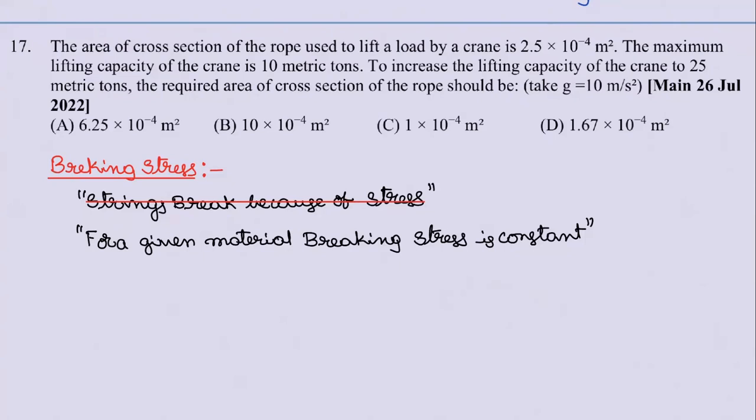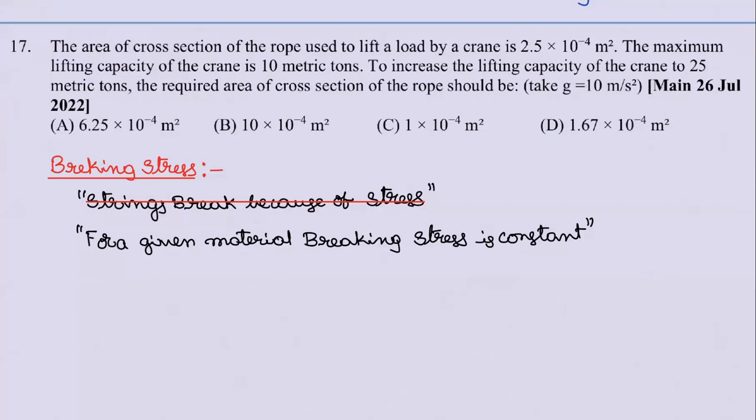This extra thing you have to add, apart from that F is equal to Kx, right? That thing. Now we can continue. The area of cross-section of a rope used to lift a load by a crane is something like 2.5 into 10 power minus 4 meter square. The maximum lifting capacity is 10 metric tons. Metric means 10 power 3. To increase the lifting capacity of the crane to 25 metric tons.